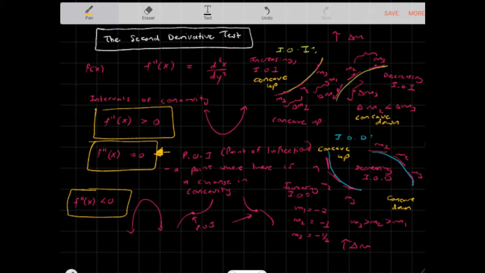Now you can use the second derivative test in conjunction with the first derivative test to have a better idea of where maximums and minimums are located, where there's an interval of increase or decrease, and whether that increase and decrease is increasing in its rate or decreasing in its rate. So we'll look at questions utilizing both of these tests, the first and second derivative tests, to better sketch curves.